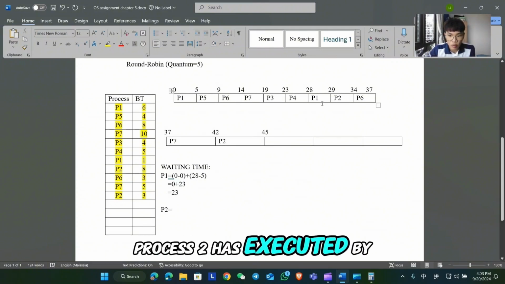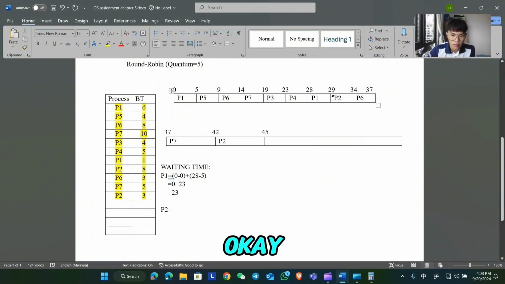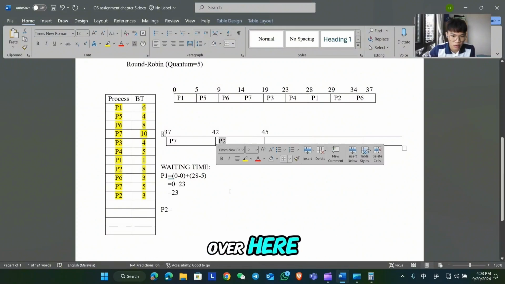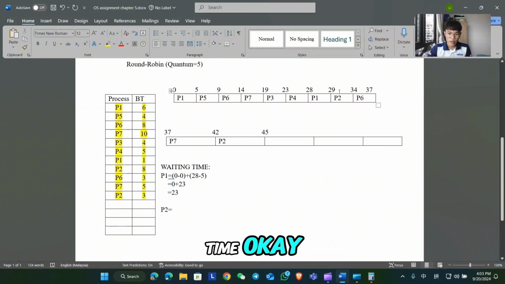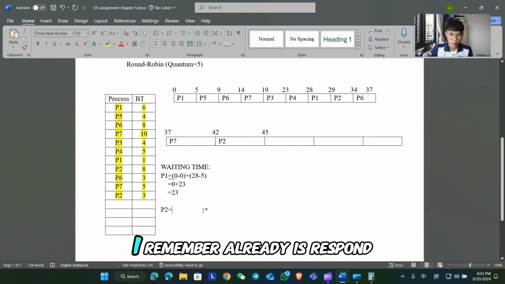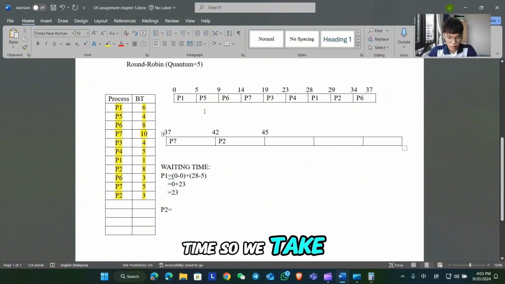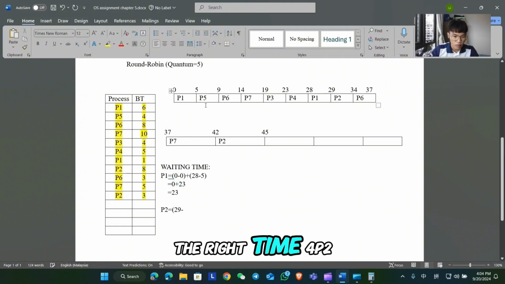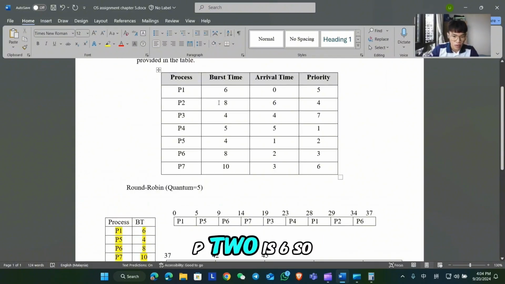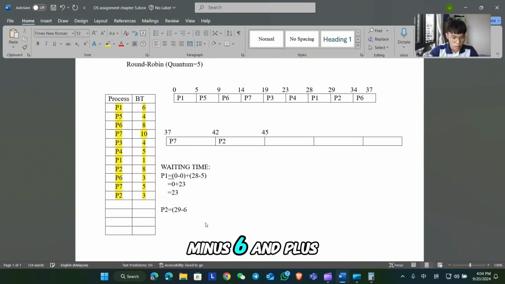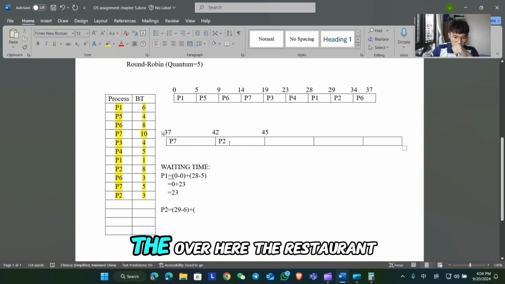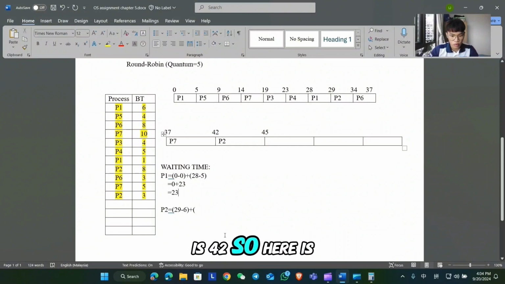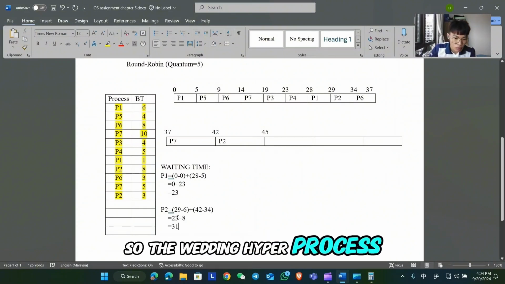For process 2, we look at the Gantt chart. Process 2 is executed by the CPU 2 times. The first time is over here and the second time is over here. We take the first time, which is the response time. So we take 29 minus the arrival time for P2, which is 6, and plus the second start time, which is 42, minus the time where the first execution ended. So the waiting time for process 2 is 31.